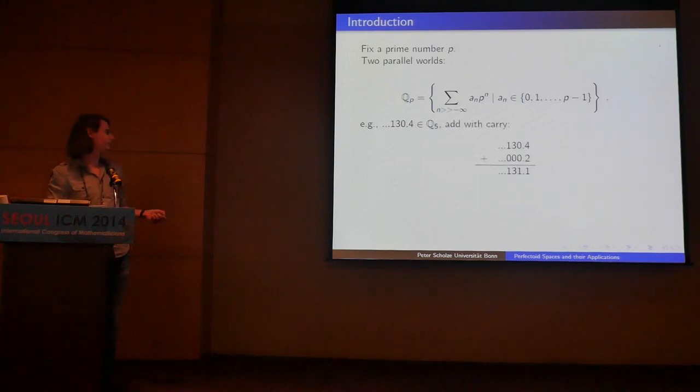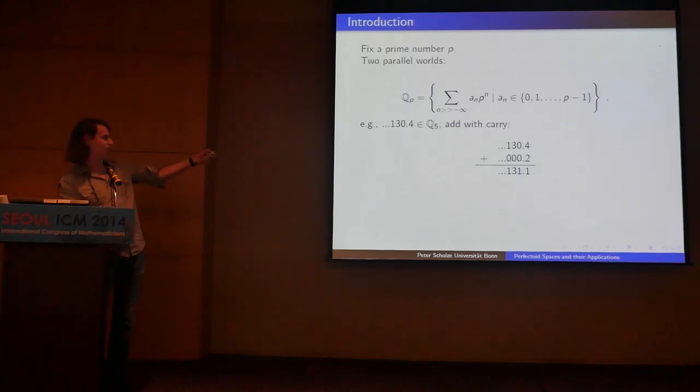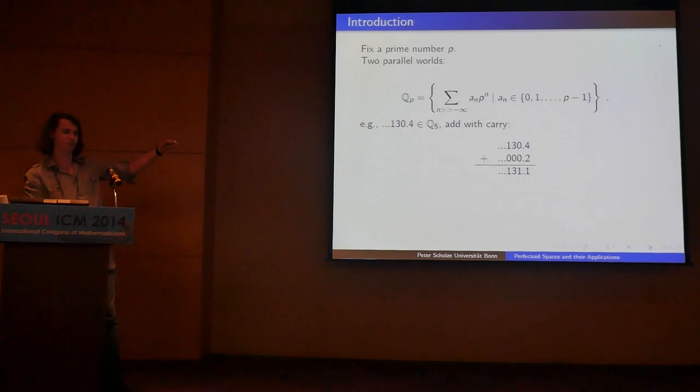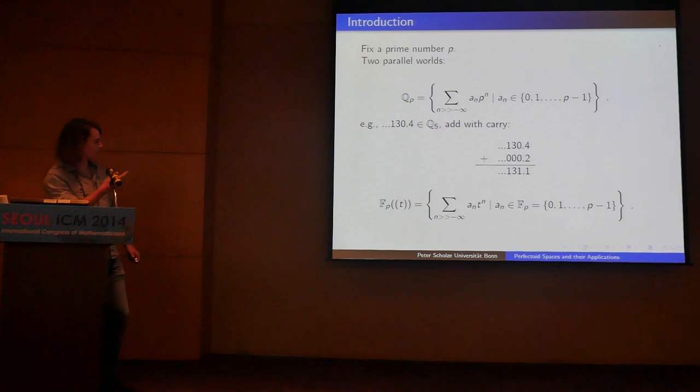The addition works in the usual way, so you add with a carry. If you add 2 plus 4, mod 5, it's 1, but then you have to carry 1 around. All right? And this field of p-adic numbers arises very naturally if you consider two rational numbers as being close if they are congruent modulo a high power of p.